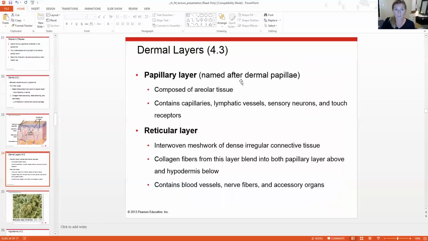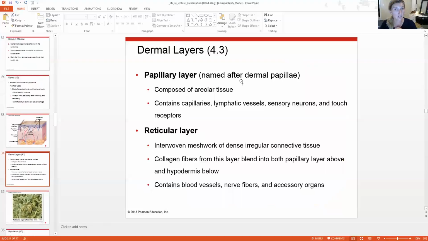So let's move into the dermal layers. As I mentioned, there's two. The papillary layer, which is just below the epidermis. This is full of that areolar connective tissue, all of those different fibers as well as cells. This is also where the capillaries are, lymphatics, neurons. Some of our touch receptors are in this area as well.